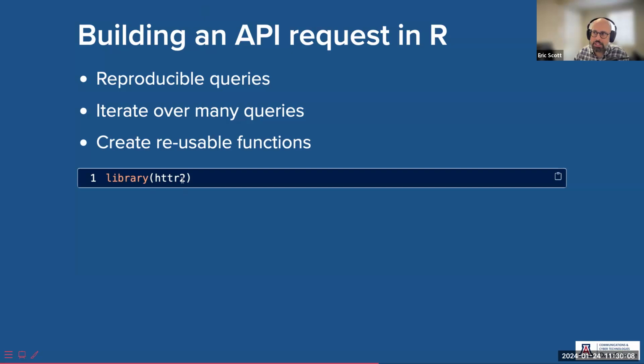We're going to be using the httr2 package today. I find it the most user-friendly, easy to use, and helpful in terms of the error messages that it gives and all that. So why would you do this? Why are we doing this?